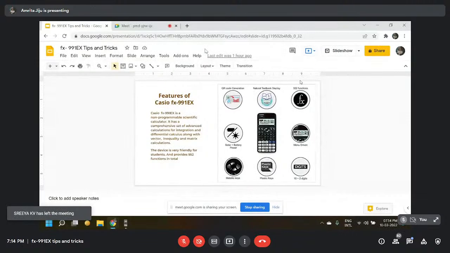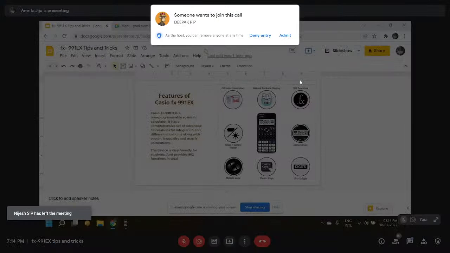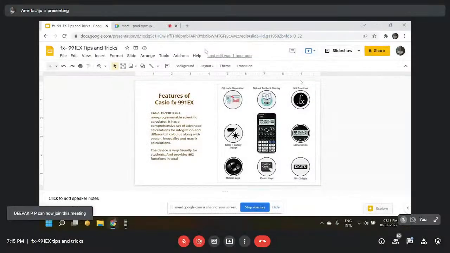Coming to another feature, the calculator is solar powered, and a battery is present as well, so there is no tension of the battery running out. Next, we can create QR codes of equations and graphs, which I'll be discussing in the session soon. And we have menu driven functions for all the functions we use in this calculator, so it is easier to do calculations or switch modes. Those are the basic features of the FX-991EX calculator.